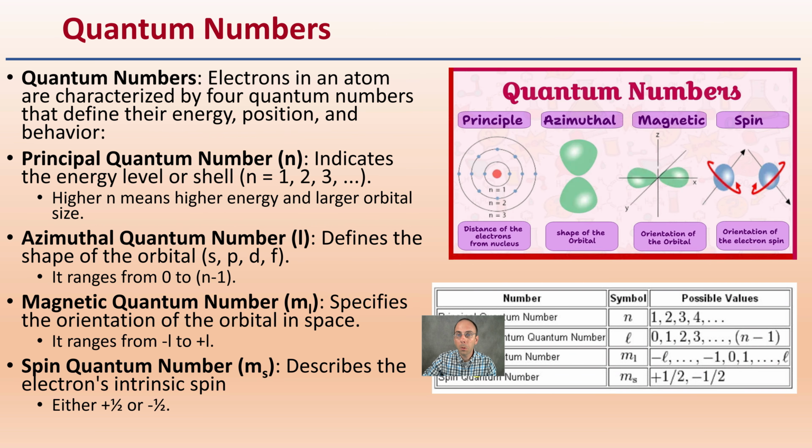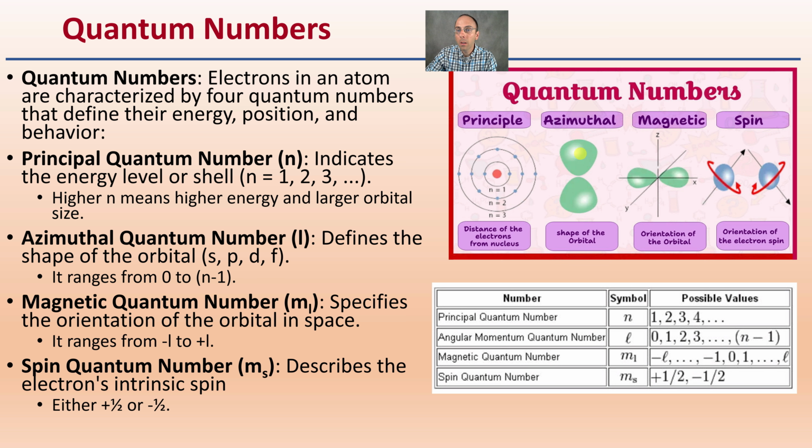Now, the quantum numbers. Electrons in an atom are characterized by four quantum numbers that define their energy, position, and behavior. If we look at the visual representation here, the principal quantum number, represented by n, indicates the energy level or shell. Higher n means higher energy levels. So here we have energy level 1, 2, and 3 in this simplified atom.